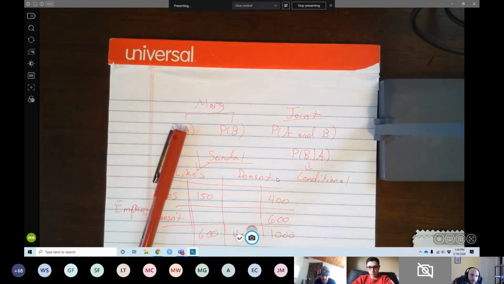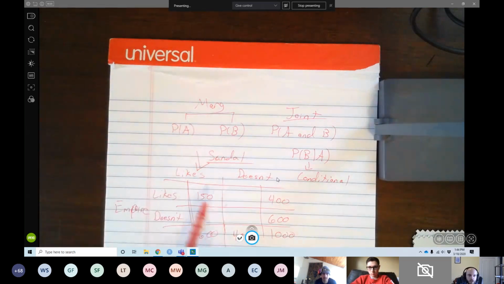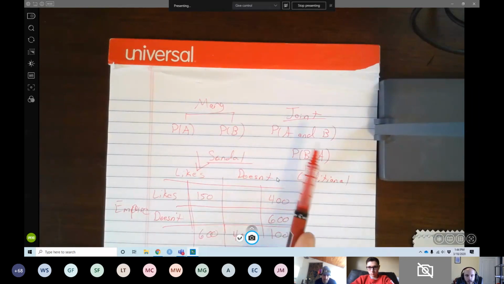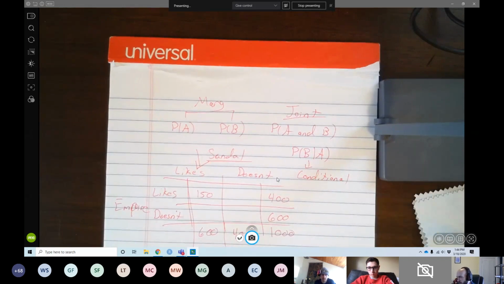So those are our 3 types of probabilities that we talk about in here. Marginal is only one event at a time, and doesn't have anything to do with another event. Joint combines them together. And then conditional is just the probability of one event happening when the other event is no longer random, when we already know the outcome of the previous one.